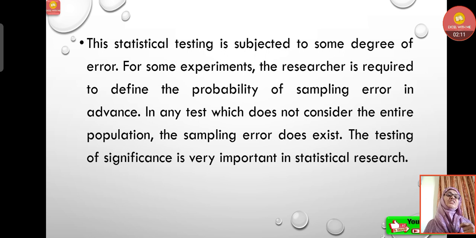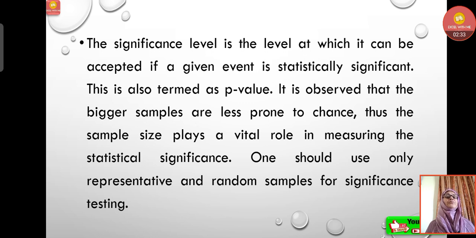This statistical testing is subjected to some degree of error. For some experiments, the researcher is required to define the probability of sampling error in advance. In any test which does not consider the entire population, the sampling error does exist. So, the testing of significance is very important in statistical research.